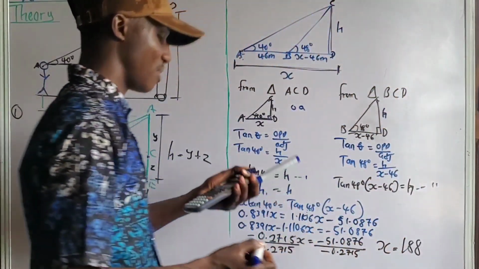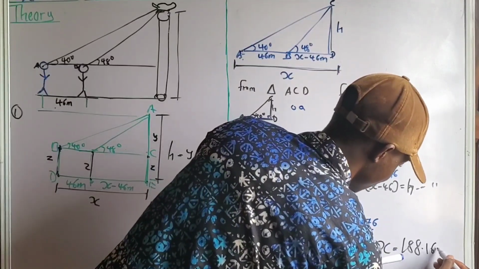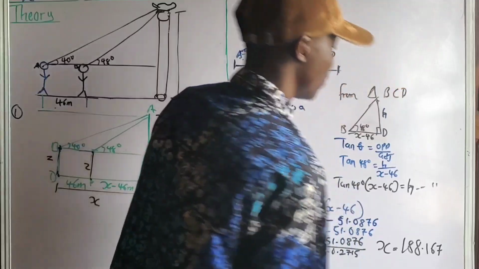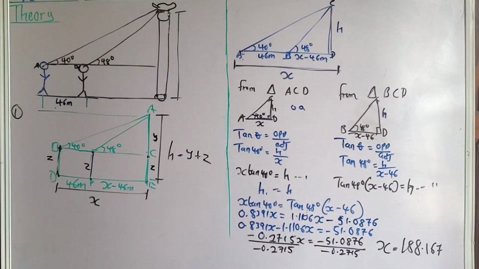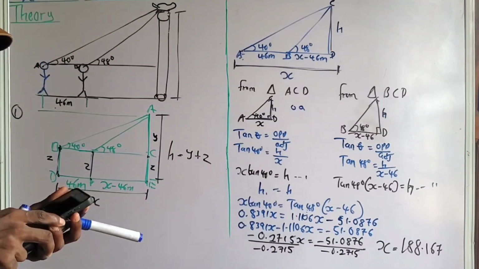Okay. So we have gotten the value of x as 188.167, or at most 188.167. Now the value of x is 188.17. You can leave it in 2 decimal places. Now, don't forget the goal.